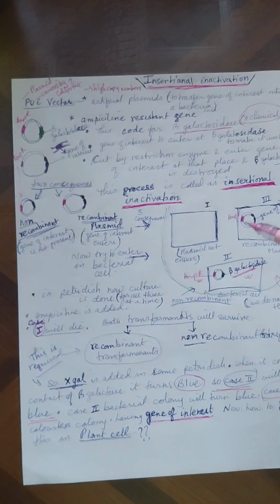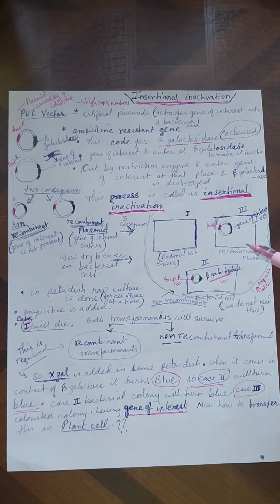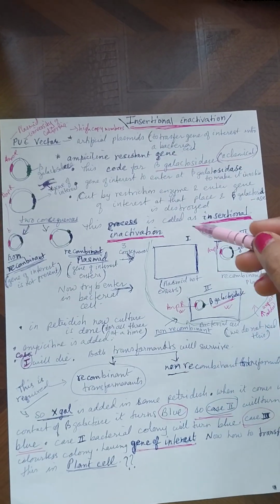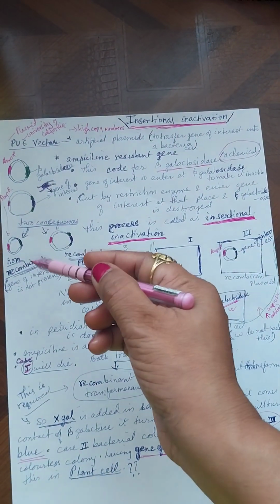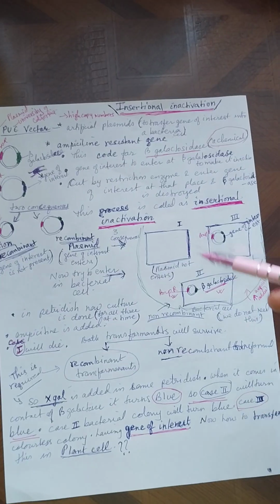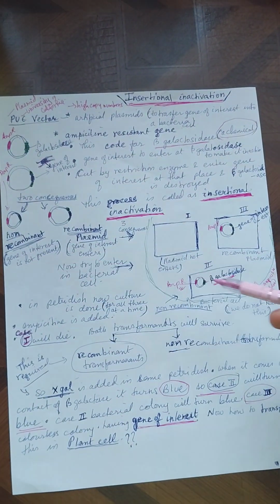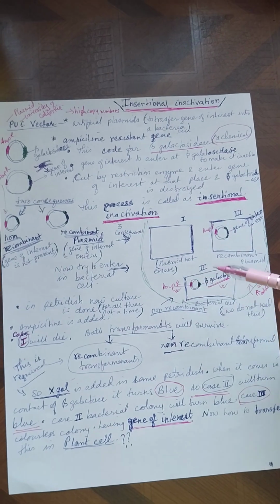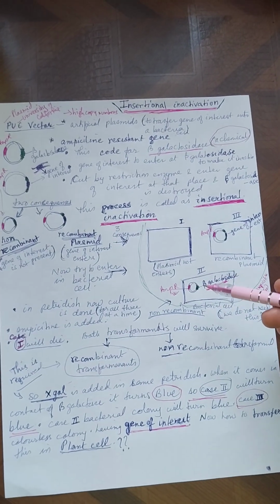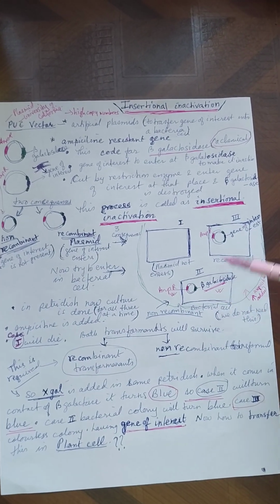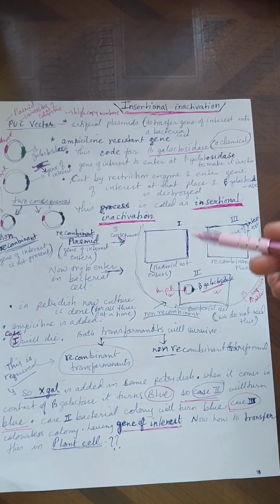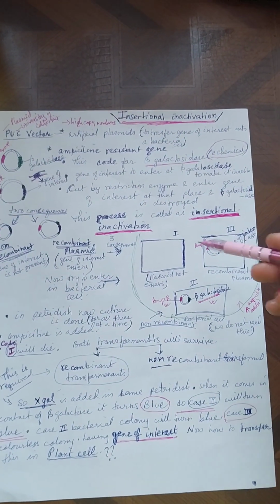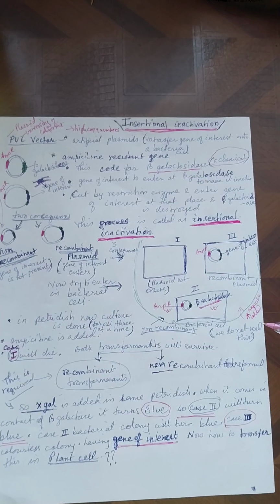Now, this has to be transferred into the bacterial cell. So, three cases can be there. In one case, none of the plasmid enters, nor this one, nor this one. Another case, the non-recombinant plasmid will enter. So, that plasmid will have the ampicillin resistant gene and also the gene coding for beta galactosidase. Third case can be that the recombinant plasmid enters carrying the gene of interest, but it will have the ampicillin resistant gene.